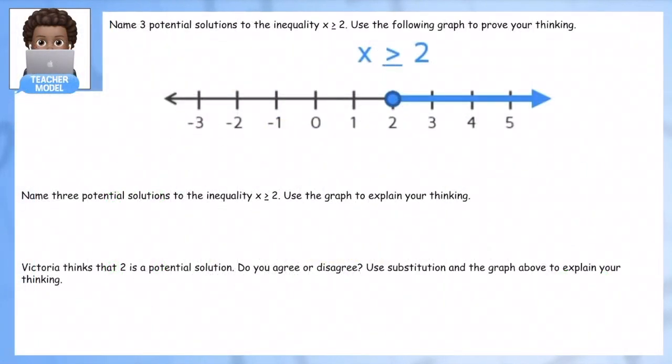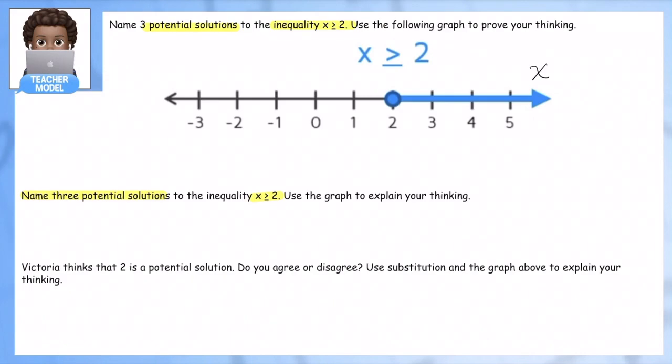Okay, let's jump into our first problem together with inequalities. We're going to try and name 3 potential solutions that make this inequality a true statement. And you can see how our graph is going to help us prove our thinking. Okay, so here's the first part. We're going to name 3 potential solutions to x is greater than or equal to 2. So looking over here, notice I have a closed circle. So that means I can include 2 and any other number after 2.